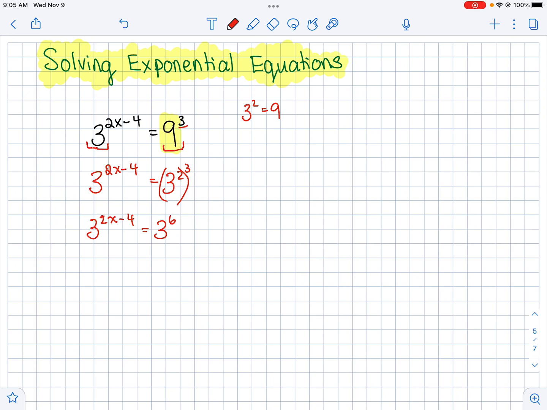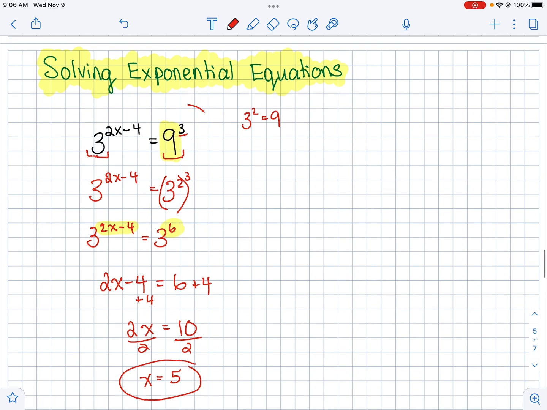Okay, so now, as soon as my bases are the same, I can just make my exponents equal to each other. So 2x minus 4 equals 6. Now I just need to isolate x, and I know the answer. So I'm going to add 4 to both sides. So I get 2x equals 10. And then I'm going to divide both sides by 2. So now I know x is equal to 5.